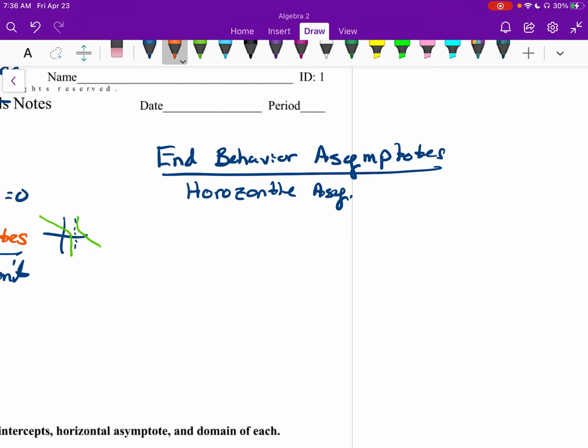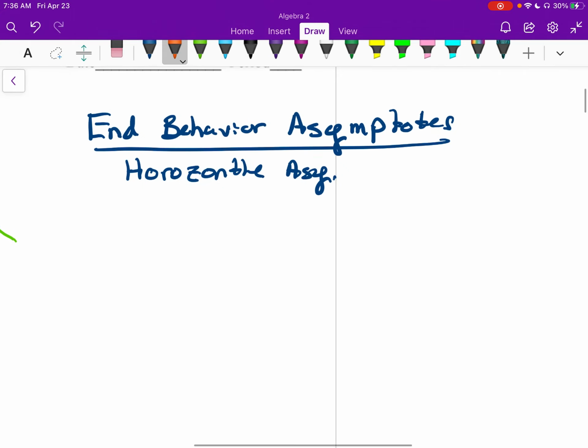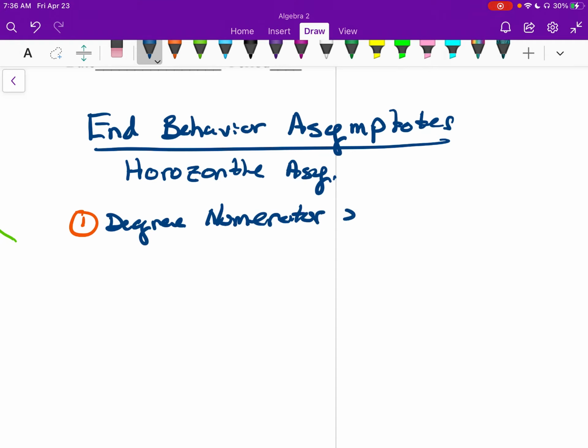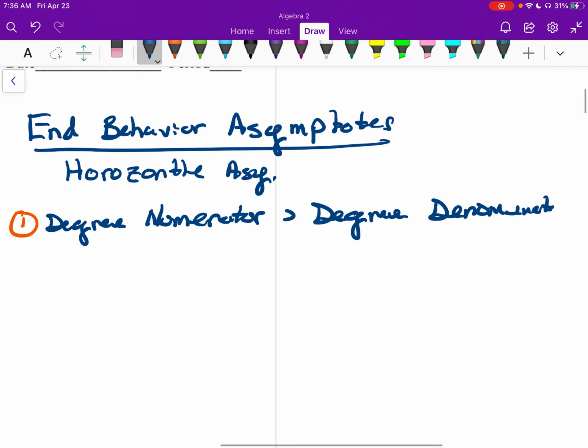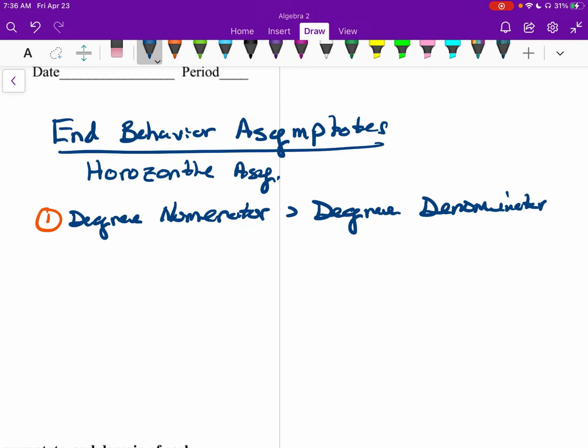For this, we're going to have two situations on our notes, or on our work. There are other situations that are out there, but we're only going to deal with two of them for now. So starting off, number 1, we'll say the degree of the numerator is bigger than degree denominator. Okay. Whenever the degree of the numerator is bigger than the degree of the denominator, we have no asymptote.